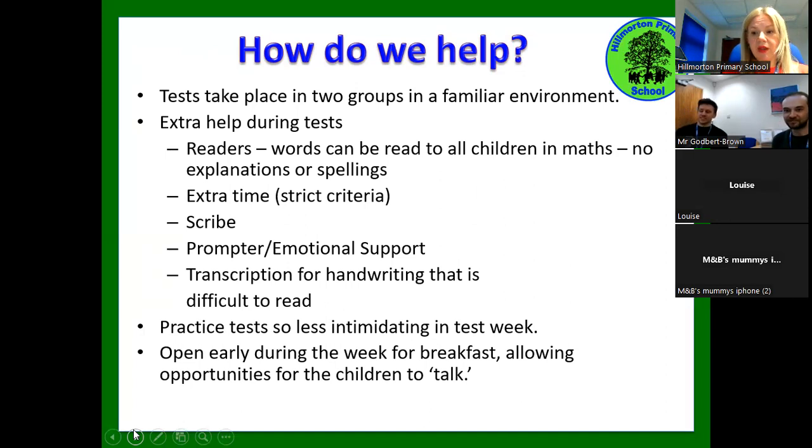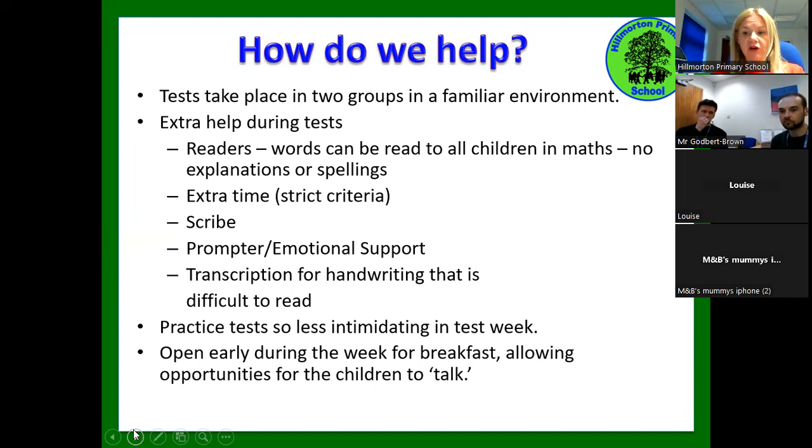Some children, if they qualify, can get extra time. So there is a criteria for it, and we'll make you aware if your child gets extra time. Things like if they struggle with processing, if they have a diagnosed condition which means they're very, very slow at writing and struggle with writing, or very, very slow at reading, then they can qualify. We have to apply online and they can qualify for extra time.